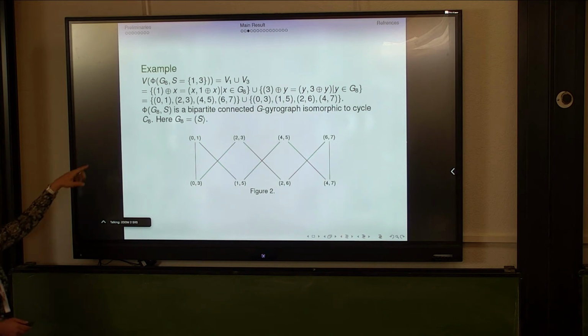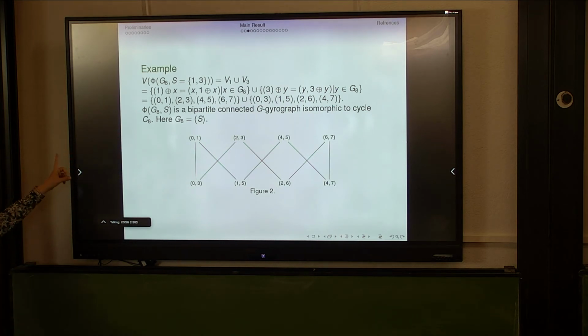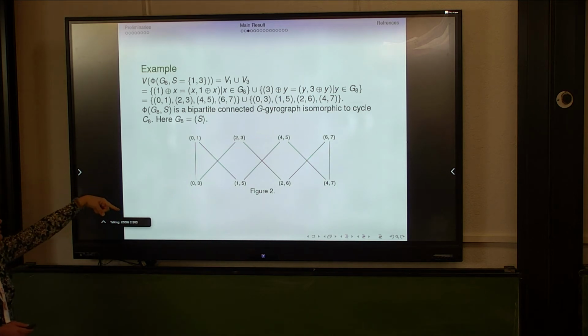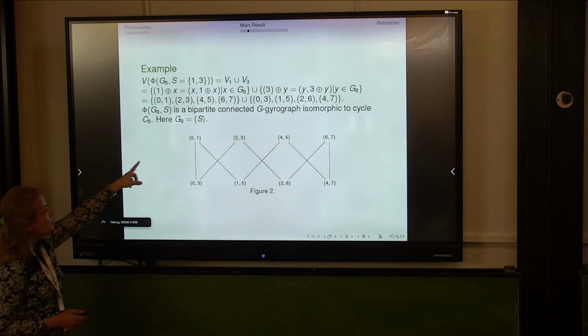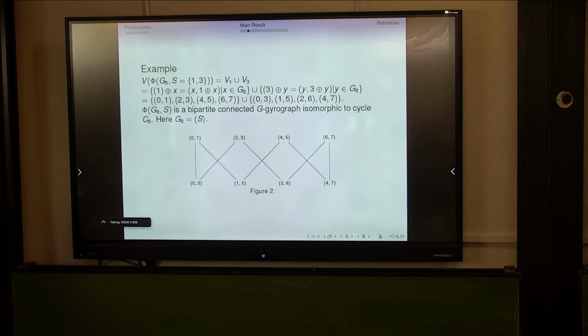Here is another example where S equals {1, 3}. The structure of the gyrograph is again bipartite. And here, the gyrogroup G8 is left generated by S, and this graph is connected.